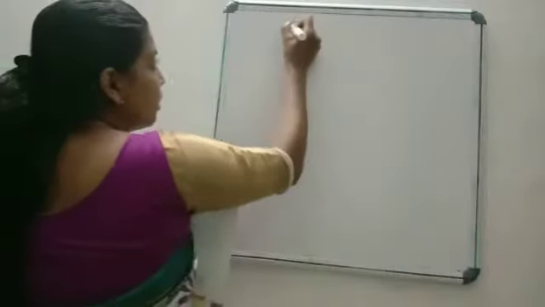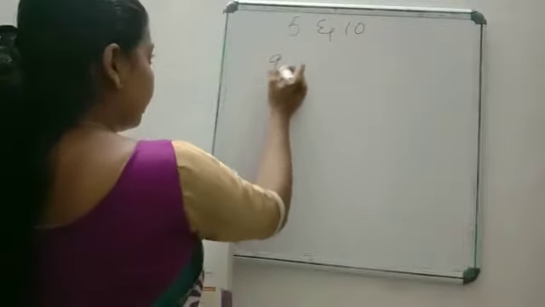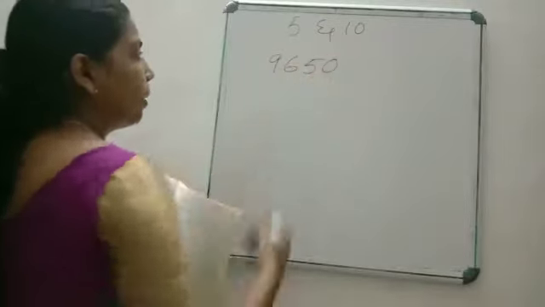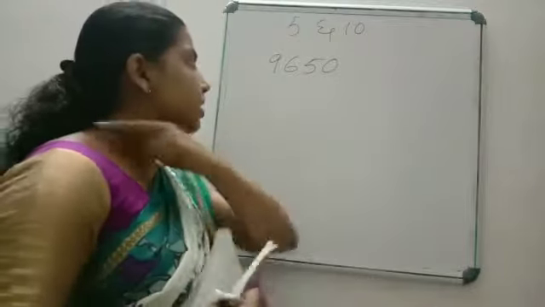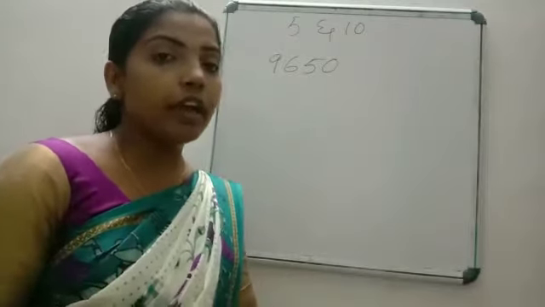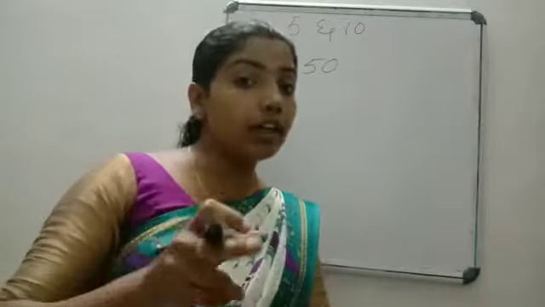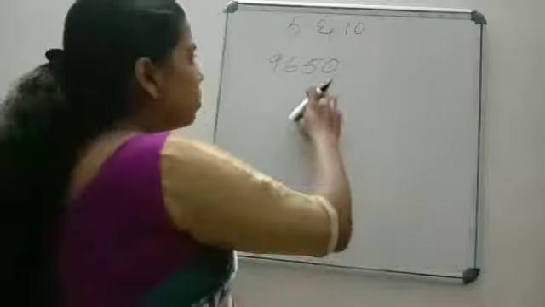Second question, check if the following numbers are divisible by 5 and 10. You have to check the divisibility by 5 and 10. And the first number is 9,350. Okay, so first let us check the divisibility by 5. What was the divisibility test of 5? If a number is divisible by 5, the number in the ones place should be either 0 or 5. So here it is 0.